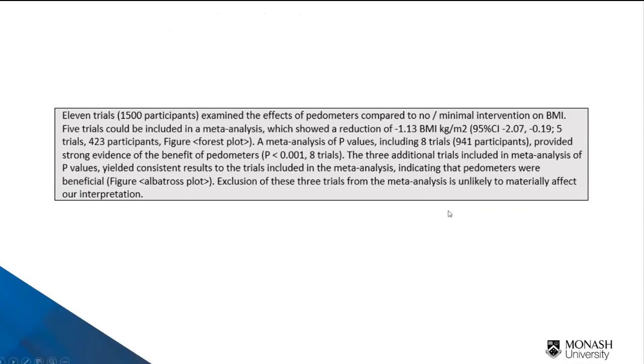Here's an example, just considering meta-analysis of the effect estimates and also a meta-analysis of the p-values. So 11 trials with 1,500 participants examined the effects of pedometers compared to no or minimal intervention on BMI. 5 trials could be included in a meta-analysis, which showed a reduction of minus 1.13 BMI units. Meta-analysis of p-values, including 8 trials, 941 participants, provided strong evidence of the benefit of pedometers.